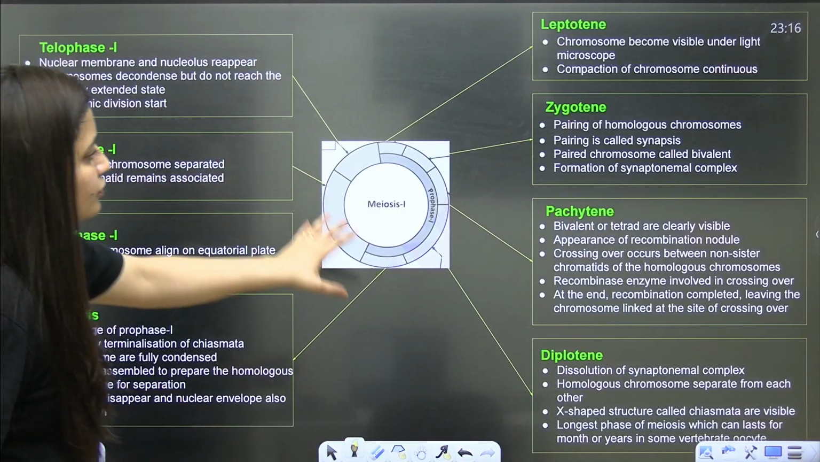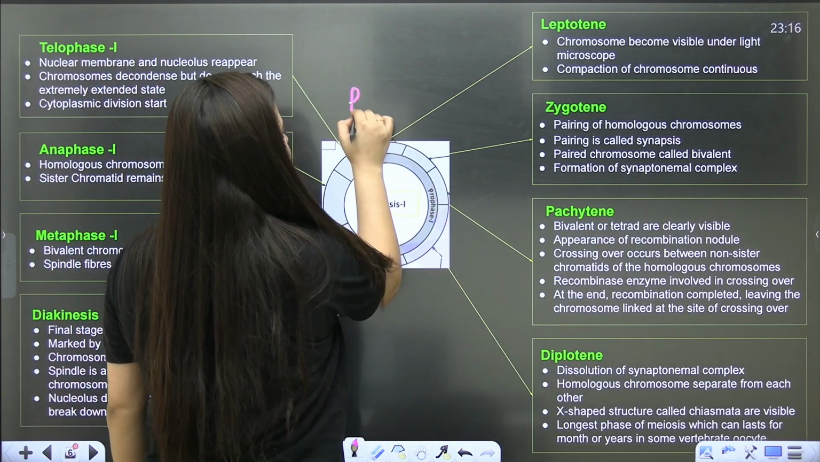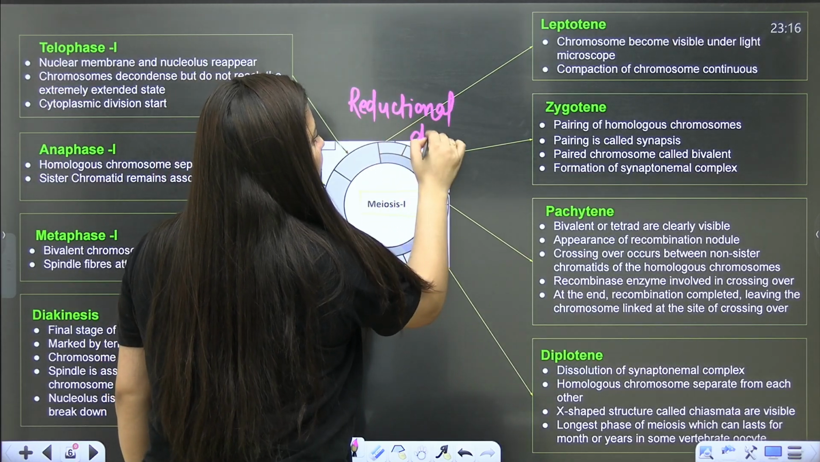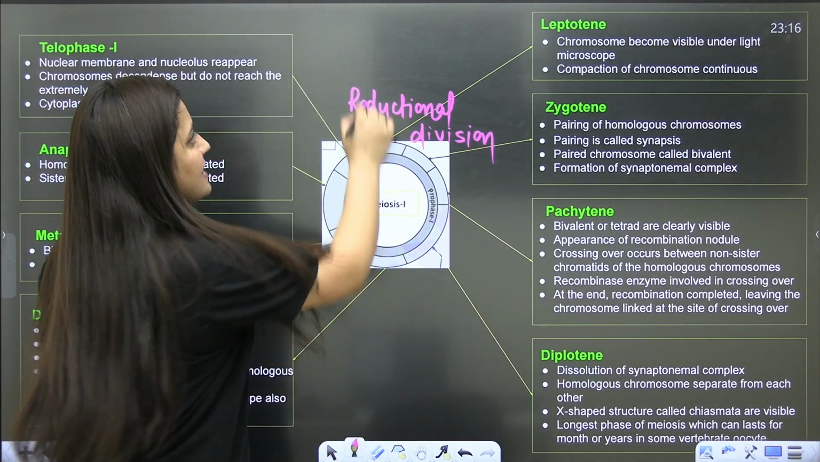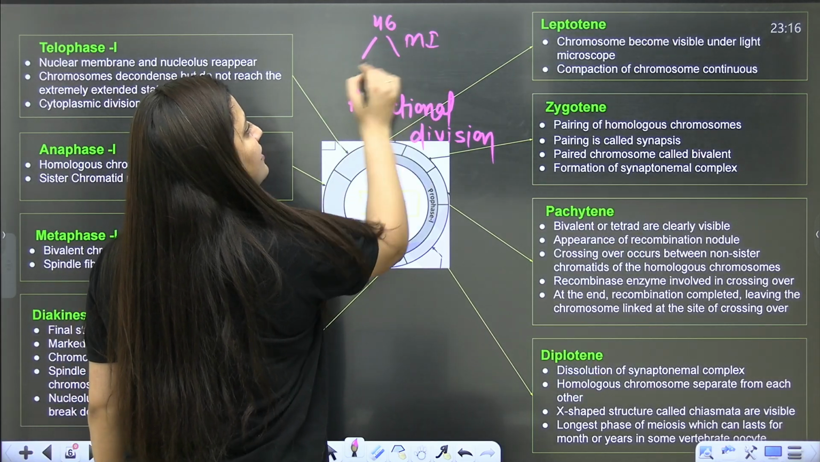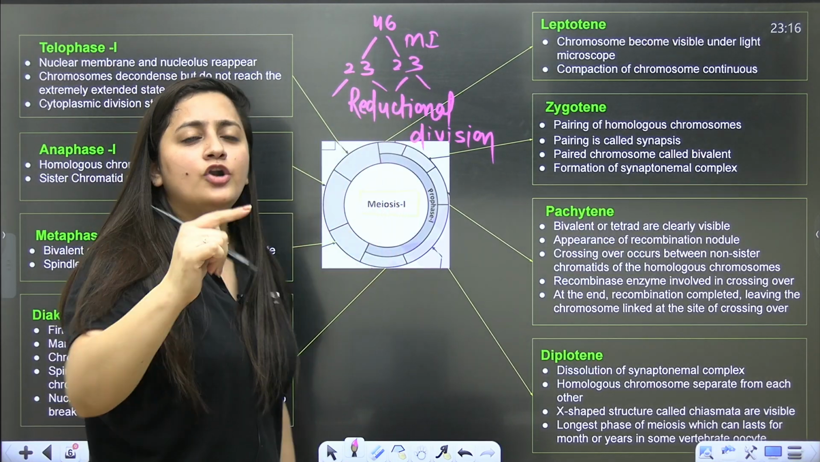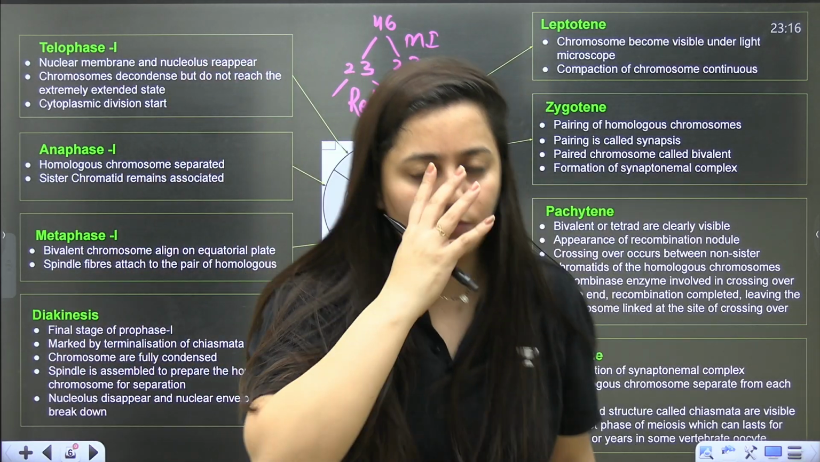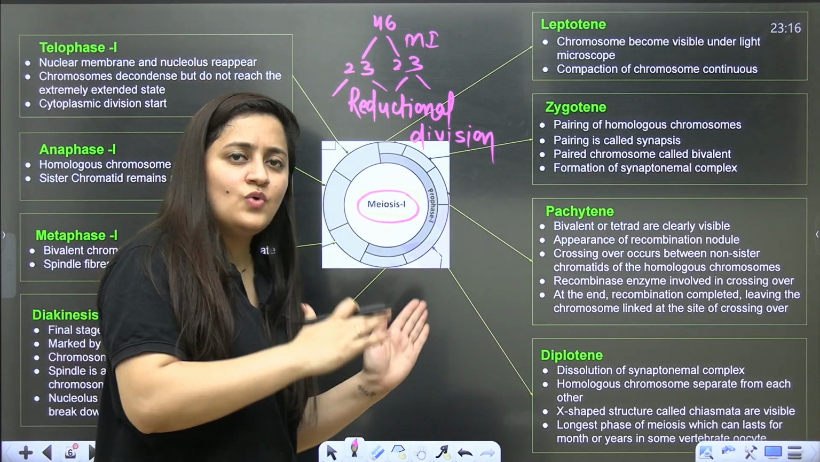Now let's move to the meiosis. When we talk about meiosis, it is the reductional division. What is the meaning of a reductional division? It will reduce the chromosome number to half. If I take the example of a human cell, 46 chromosomes, after meiosis 1, 23, after meiosis 2, there will be four daughter cells having 23 chromosomes. That's what meiosis is. It will take place in two rounds, meiosis 1, meiosis 2.